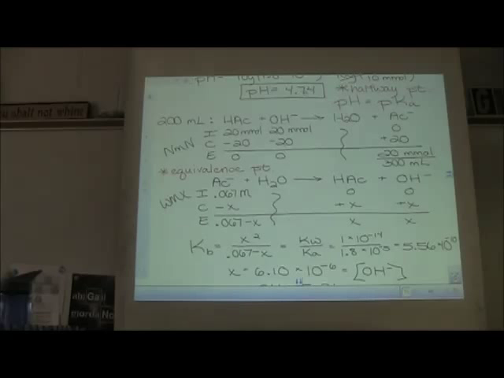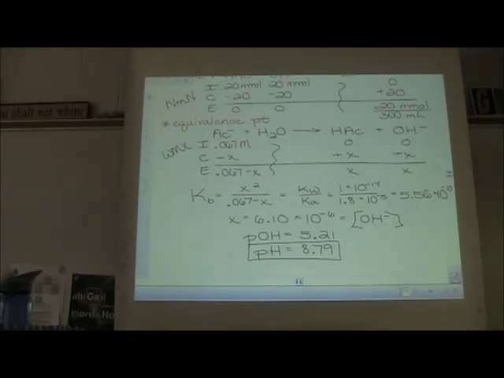Did the pH go up? Yes. Now, there's something important to realize here. We're at the equivalence point. Look at the pH. It's not 7. That's okay. That is okay. That's just the way it is.